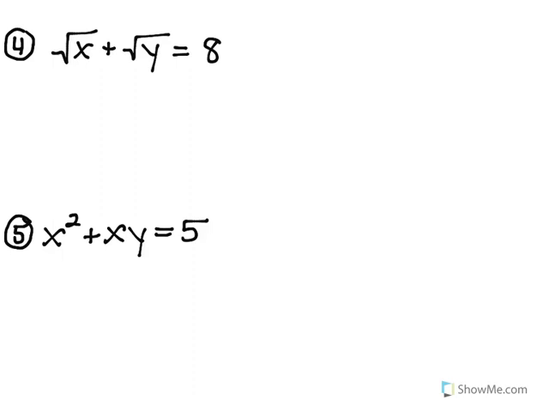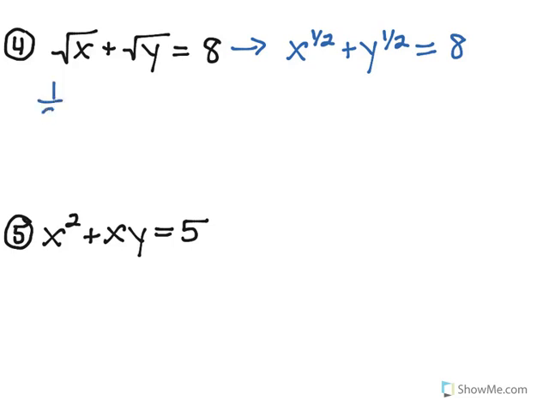All right, 2 more examples, then one slightly different. If I want to find the derivative of square root x plus square root y is equal to 8, the first thing I need to do is rewrite it. I need fractional exponents to apply the power rule. So I have x to the 1/2 plus y to the 1/2 is equal to 8. From there, I can start doing the derivative.